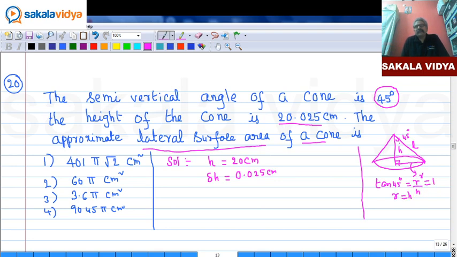Now, we need to find out l. l is the hypotenuse of right angle triangle. So, we have l square is equal to r square plus h square. So, now in the place of r you can write h square plus h square. This will be 2h square. So, now l is equal to root 2 times h. This is the relation. So, now what we need to find out? Approximate lateral surface area. So, first you see S is equal to pi r l. Now, l is equal to root 2 times h. You substitute here.